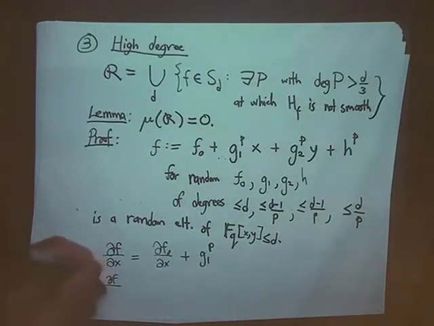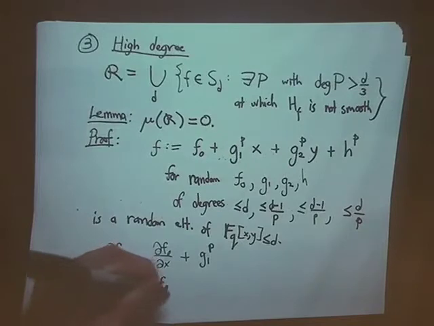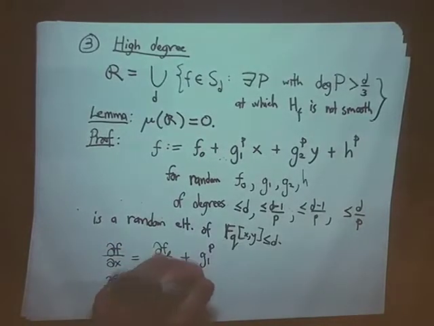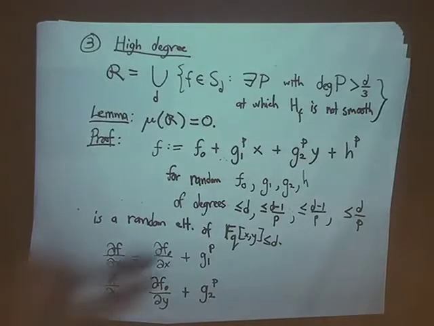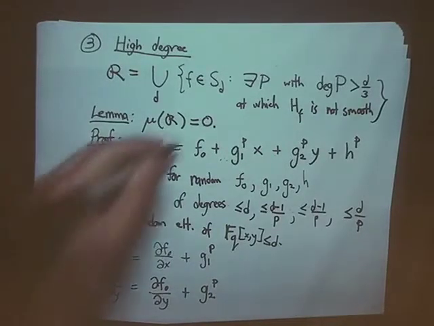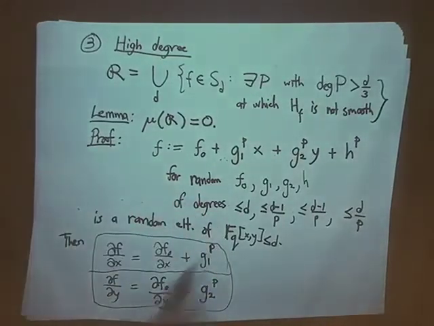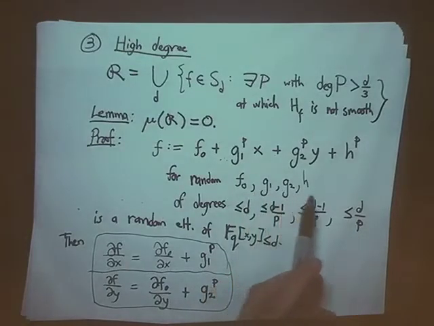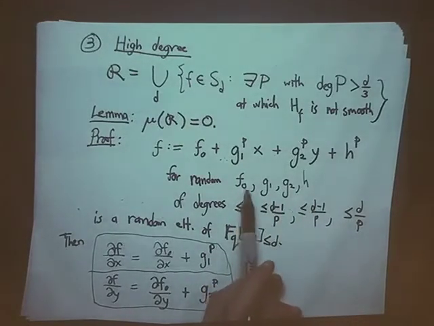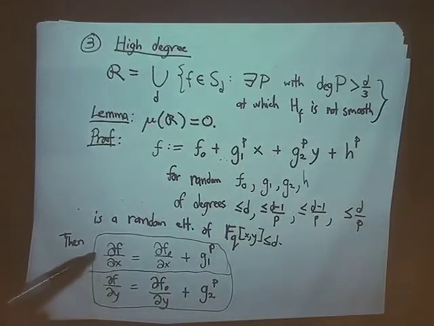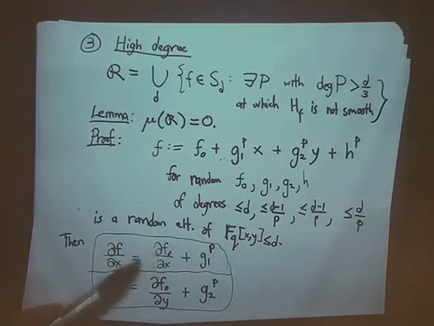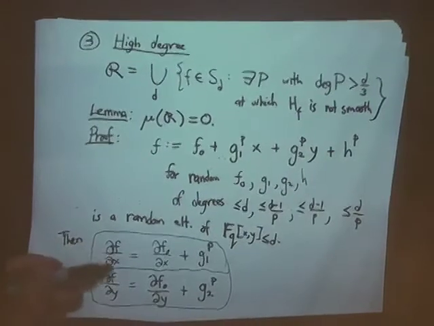And then similarly, there's another formula for the partial with respect to y, something similar, except now it's going to be g2 to the p. For an f that's generated this way, you get these expressions for the derivatives. And by choosing these polynomials one at a time, after I choose f0, I can impose these conditions on the derivatives that are in the smoothness one at a time as well. And so I don't have to study everything at once. I can just look at one vanishing condition at a time.